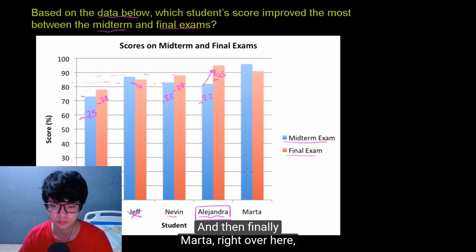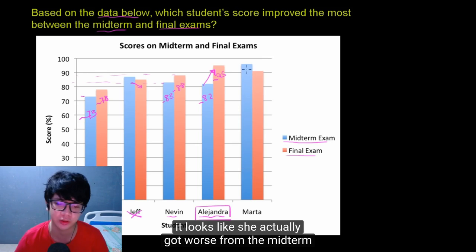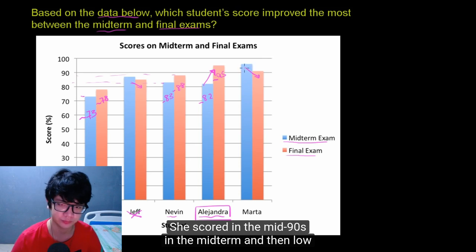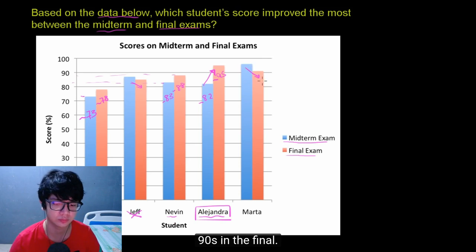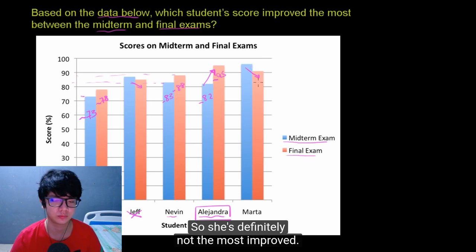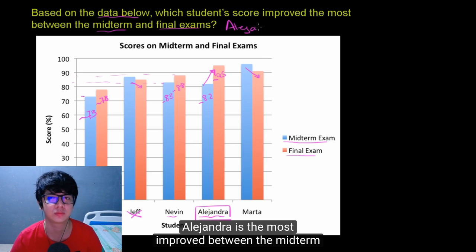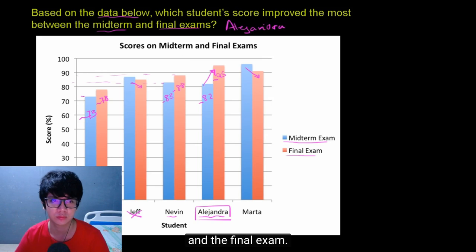final. And then finally, Marta, right over here, it looks like she actually got worse from the midterm to the final. She scored in the mid-90s in the midterm and then low 90s in the final. So she's definitely not the most improved. So the winner here is Alejandra. Alejandra is the most improved between the midterm and the final exam.